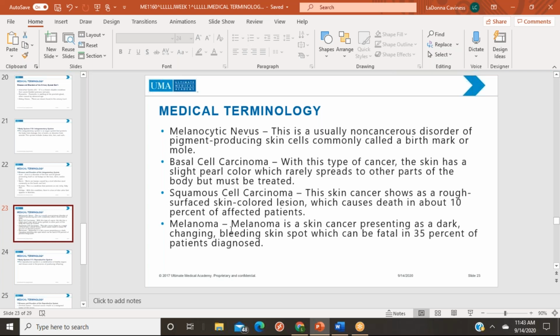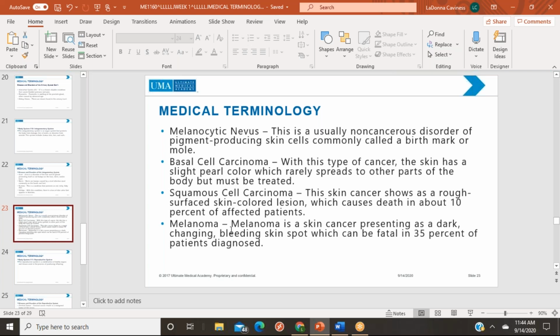All right. And here are some examples of diseases or conditions of the skin. Melanocytic nevus. This is a usually non-cancerous disorder of the pigment producing skin cells, commonly called a birthmark or a mole. The next one is basal cell carcinoma. This is a cancer. So when we talk about carcinoma, we're talking malignancy. The skin has a slight pearl color, which rarely spreads to other parts of the body, but must be treated.